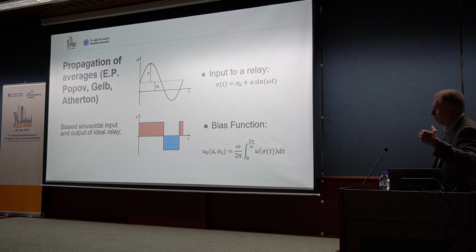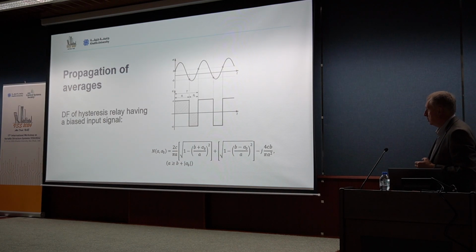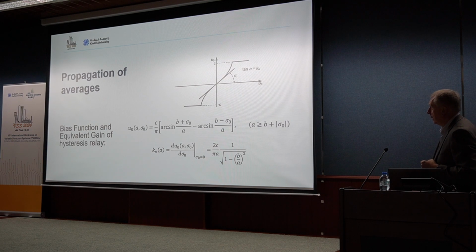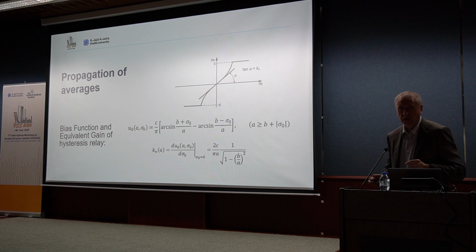So it's a sum of the red areas minus the blue area, which is given by this integral. And for many nonlinearities we can find it. For example, for the hysteresis relay, it is given by this one. Now, the describing function is a function of A and bias, one of two variables. And if we now consider the effective nonlinearity, I'm introducing this term here today for the first time.